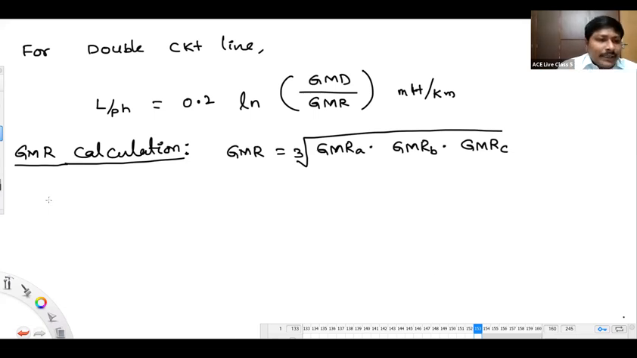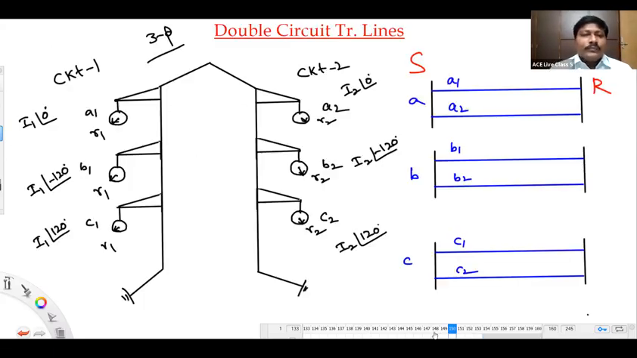Let's take GMR A quickly. Just listen to my words. Only A1, A2 we have to take. I didn't keep any S values or D values here. Just look at this in this manner.